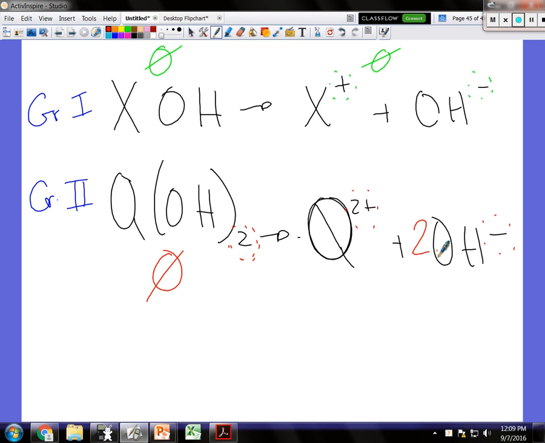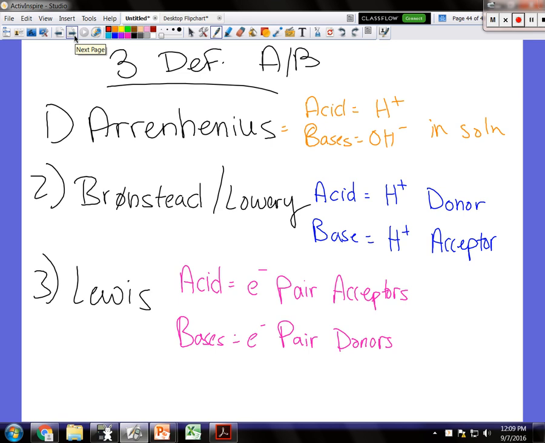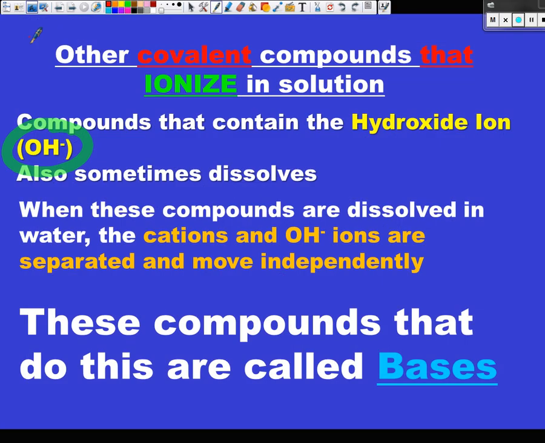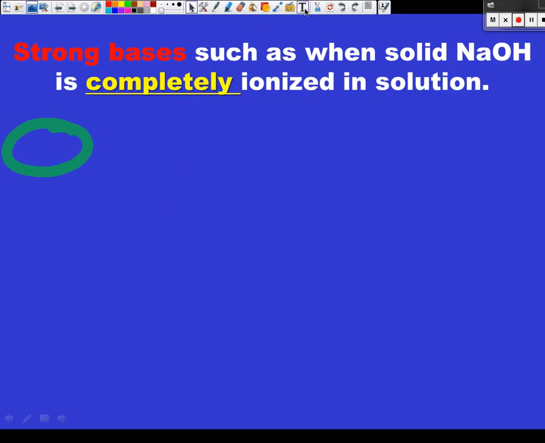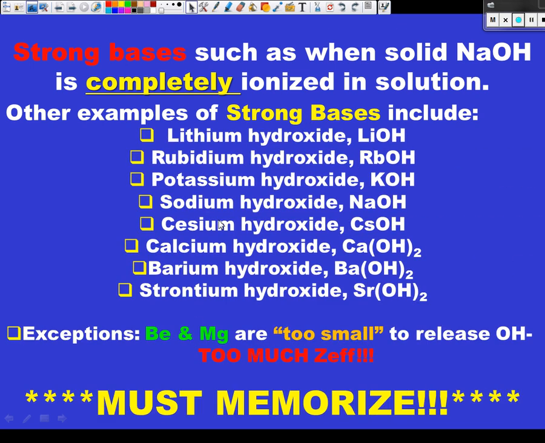And this would be, if you took a litmus paper and you stuck it down in there, or a pH reader and stuck it down in there, about what range would your pH be in? Above 7. Okay, it would have to be above 7 because there is a hydroxide in there. But whose definition would that be true according to? Arrhenius. Okay, this is Arrhenius' definition. Now, these compounds that do this are called bases. Now, strong bases, such as when solid NaOH is completely ionized in solution. Other examples of strong bases are this.